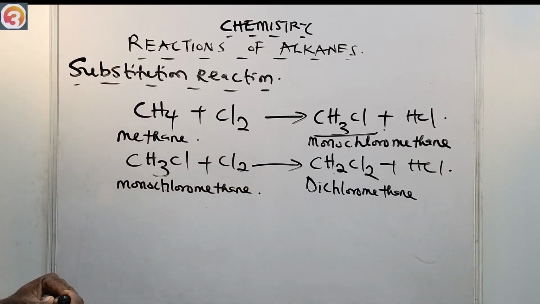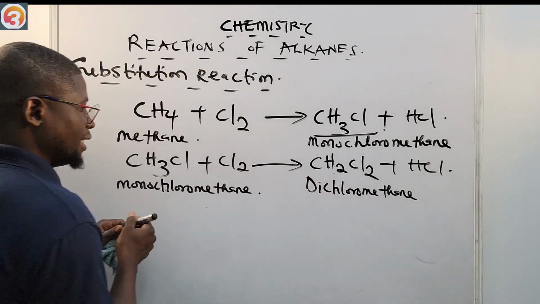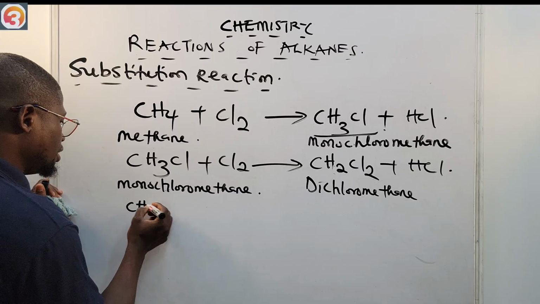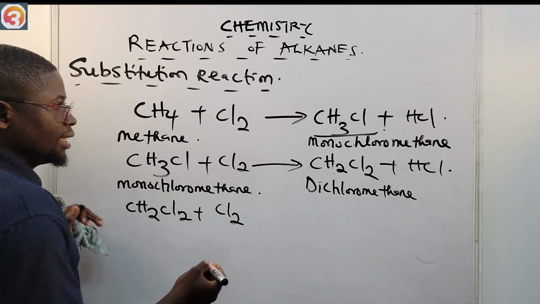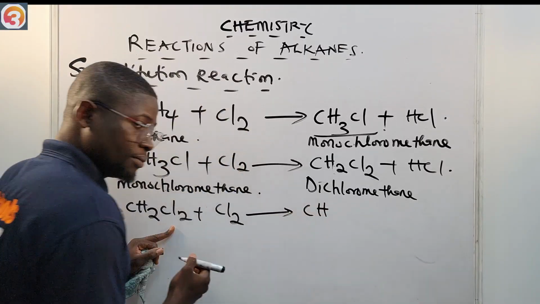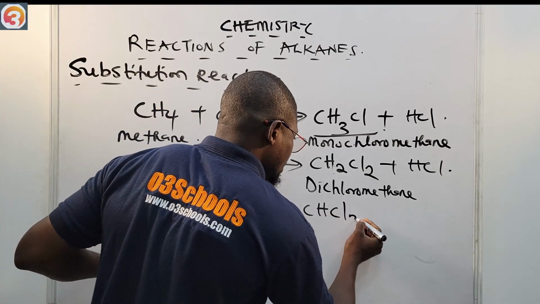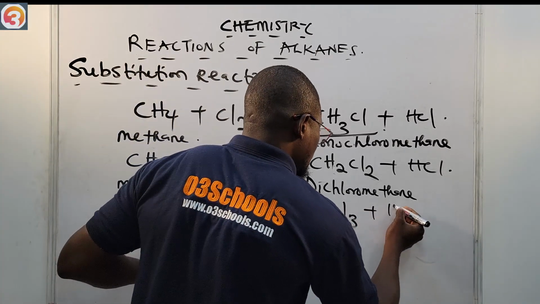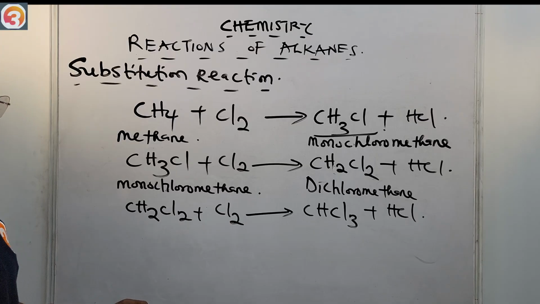Now, that is that. Then the third stage is this dichloromethane reacting with chlorine again. So I'm going to have CH2Cl2 plus Cl2. So this will now give us CH, 1 hydrogen atom less, then Cl3, plus HCl. So this is the third stage of the reaction. We're going to have what?